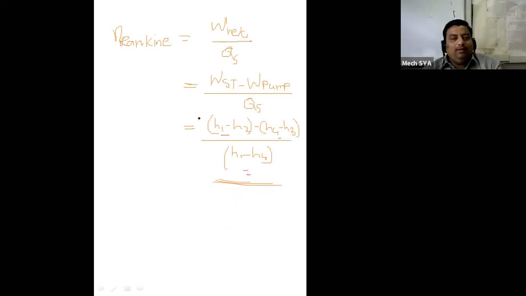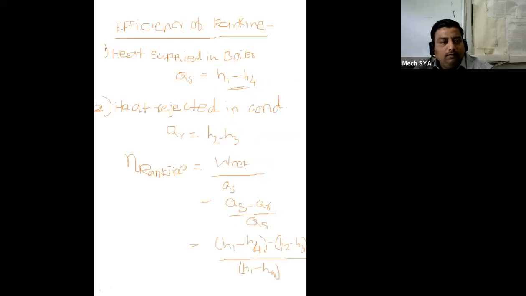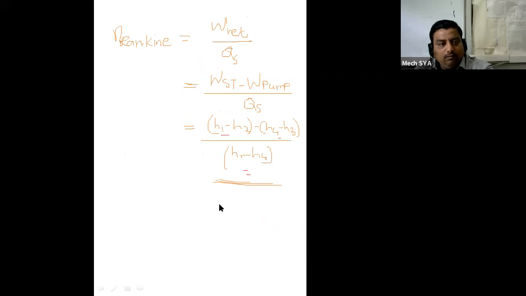Or another way is there: the Rankine efficiency can also be calculated by the formula heat supplied minus heat rejected divided by heat supplied. So here we use Qs minus Qr divided by Qs. It is mathematically the same, but there are two ways we can calculate the efficiency. So up to this, I think we have covered. Am I right? So now we have to go for fresh learning today.